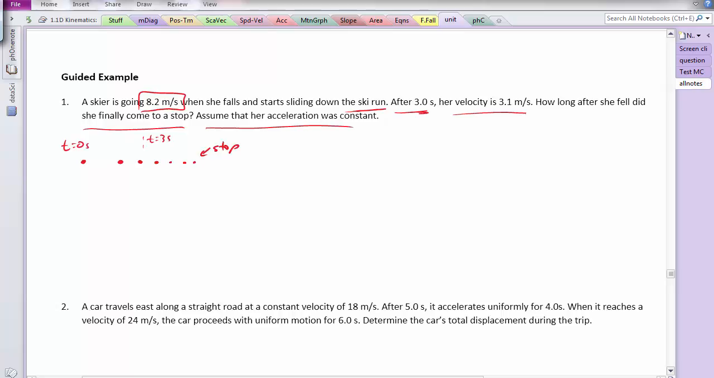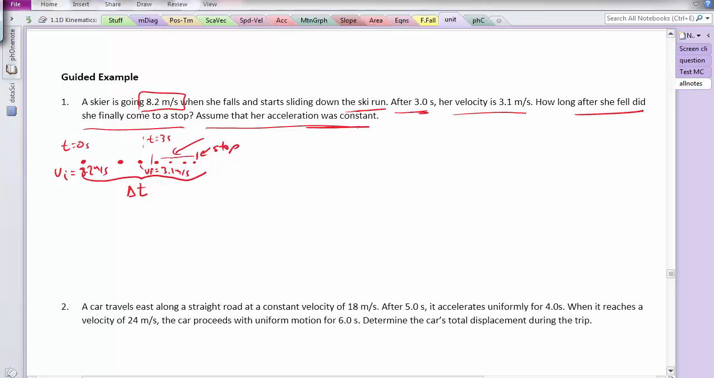Okay, so how long after she fell? No, what's the time? How long does this whole thing take? At the V initial here, we are going 8.2 meters per second. After 3 seconds, we'll call it V final, we're going 3.1 meters per second. And at the point where she stops, we don't know what the speeds are, but we know the acceleration remains the same because she's slowing down at a constant rate. That's what this says right here.